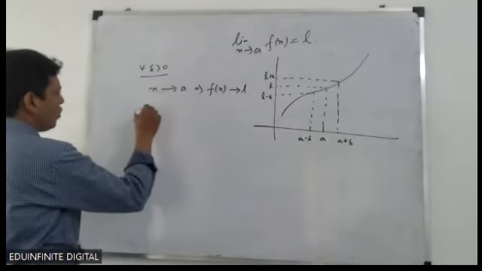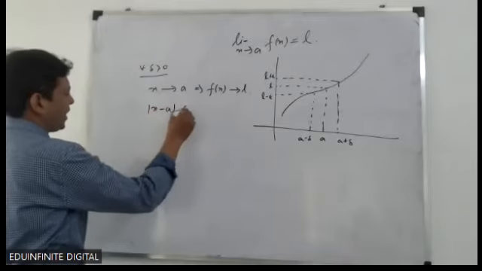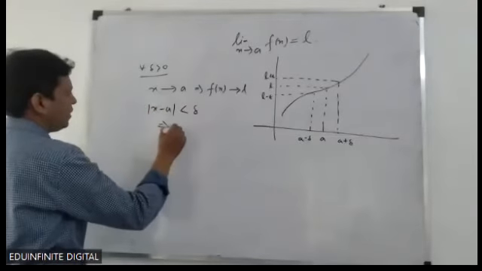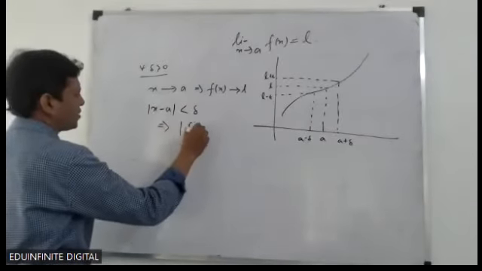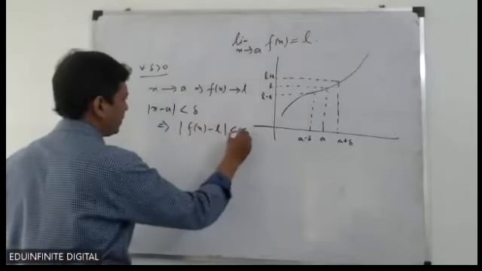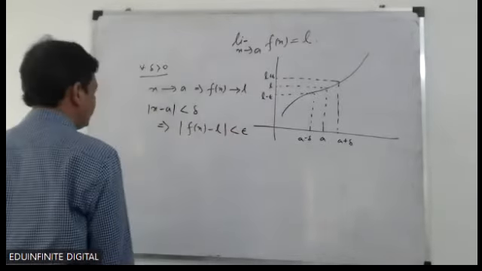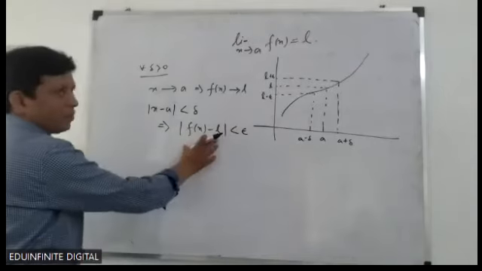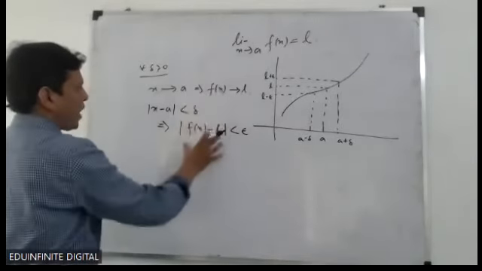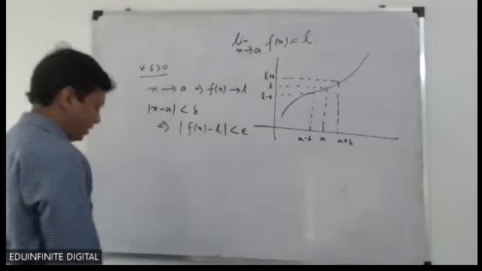So mod x minus a less than delta implies mod f(x) minus L less than epsilon. That is the limiting concept. This is the epsilon-delta definition of the limit.